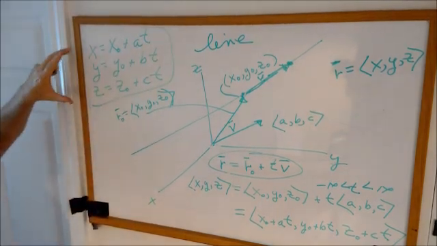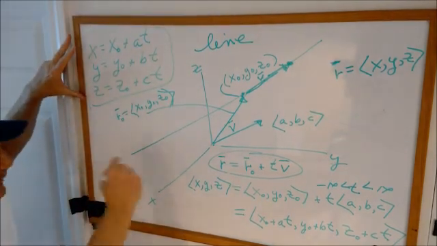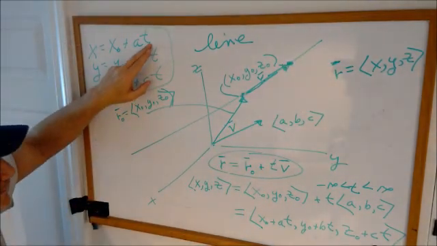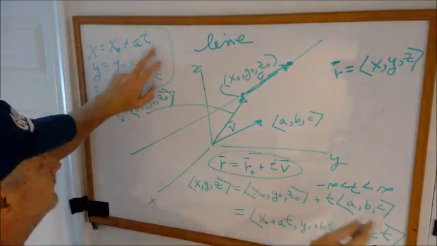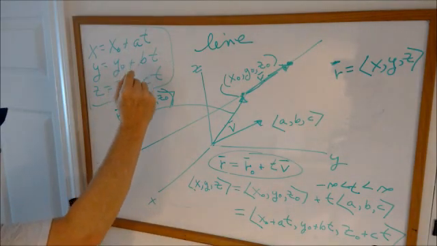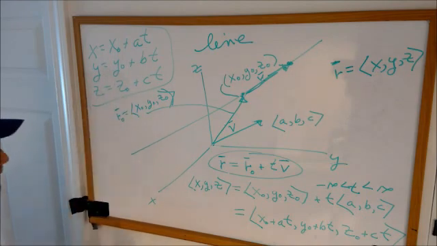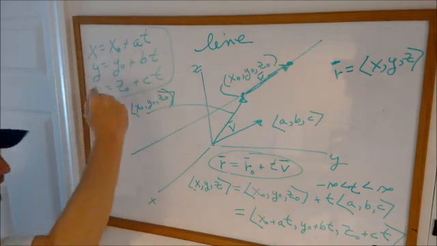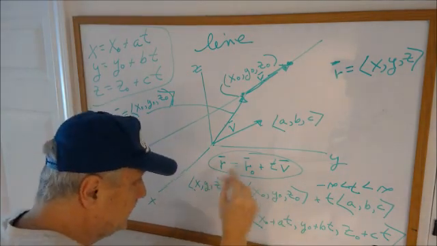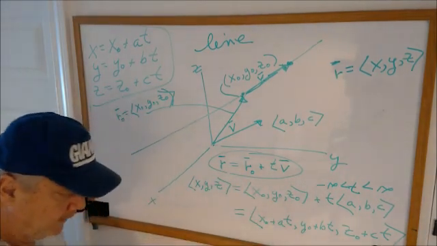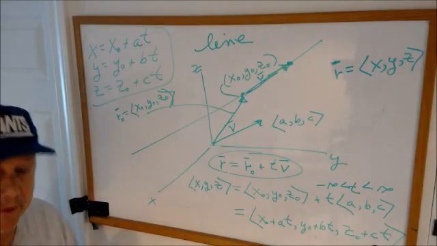Okay? So this is the scalar representation of this line. You just let t vary from minus infinity to infinity. And these are just numbers: A, B, C, x naught, y naught, z naught. Okay? So here's the scalar representation, here's the vector representation, and here it is expanded. Okay, so that's a line in space.